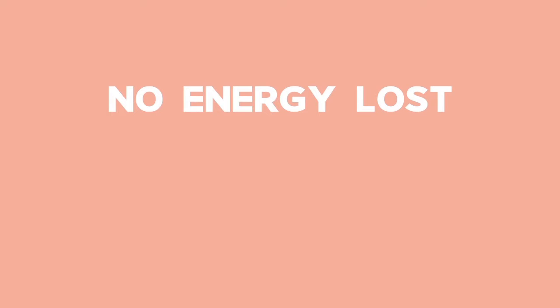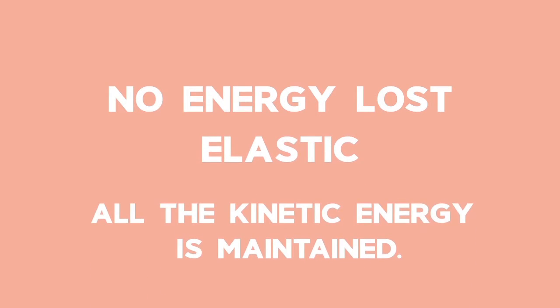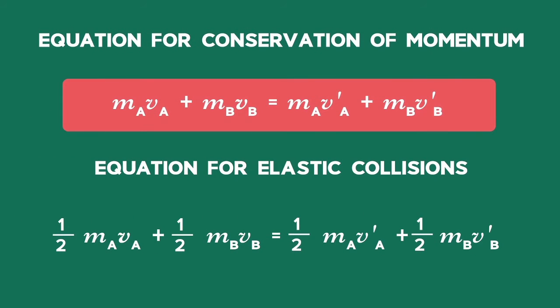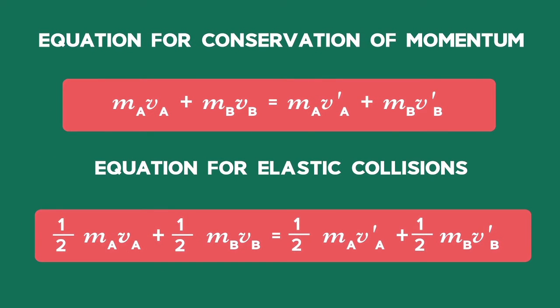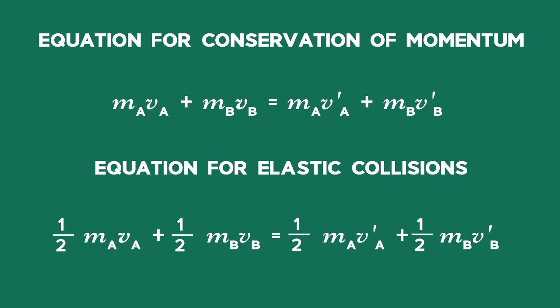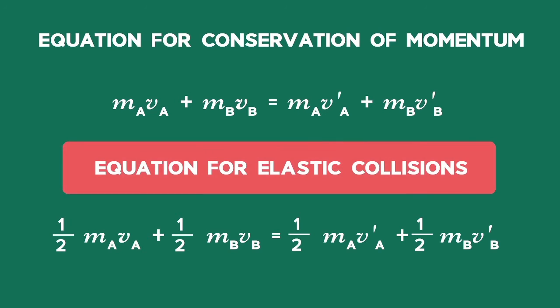If no energy is lost, the collision is said to be elastic, and all the kinetic energy of the system is maintained. If kinetic energy is changed in any way, the collision is said to be inelastic. Since the equations for the conservation of momentum look so similar to the next part, we need to be very careful when we try solving problems involving elastic collisions.